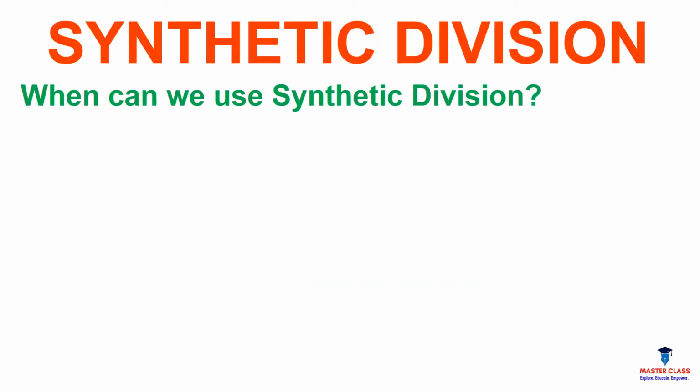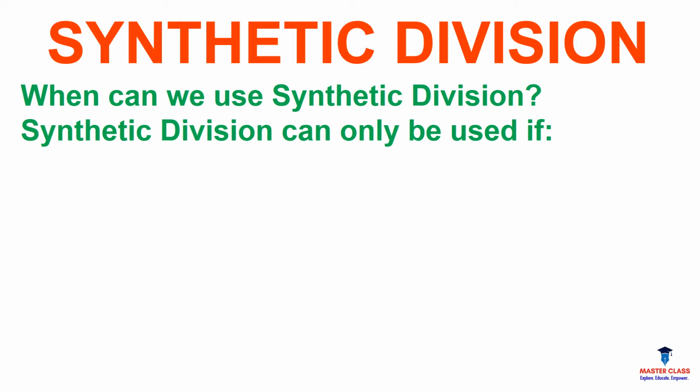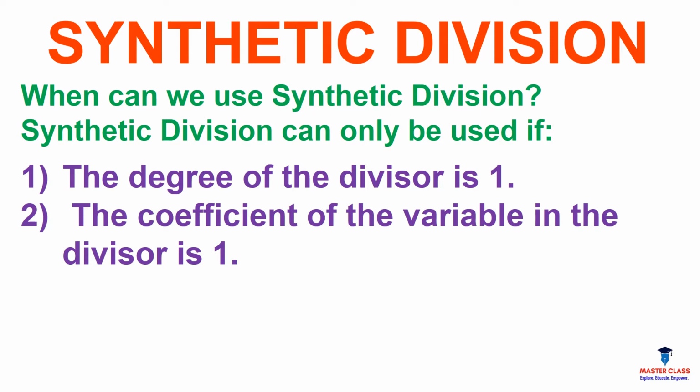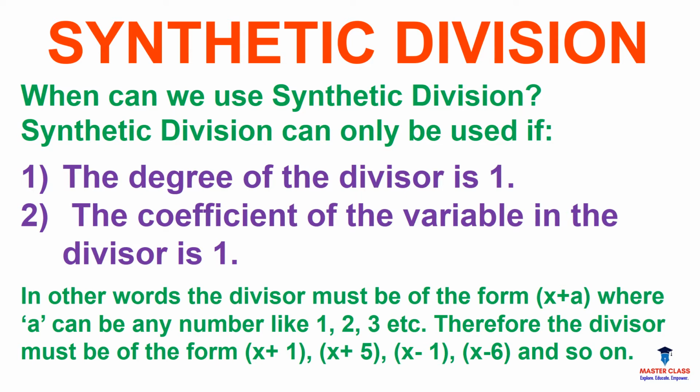When can we use synthetic division? Synthetic division can only be used if the degree of the divisor is 1 and if the coefficient of the variable in the divisor is 1. In other words, the divisor must be of the form x plus a, where a can be any number like 1, 2, 3, etc. Therefore, the divisor must be of the form x plus 1, x plus 5, x minus 1, x minus 6 and so on.